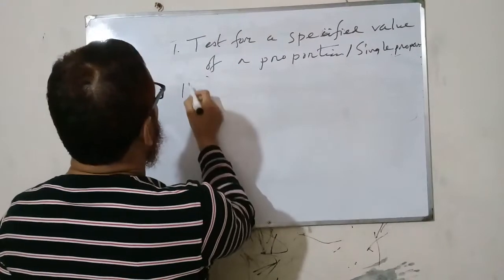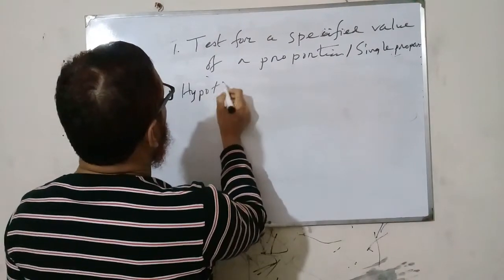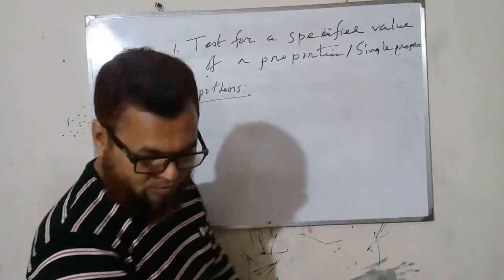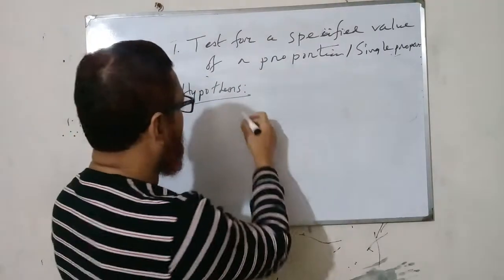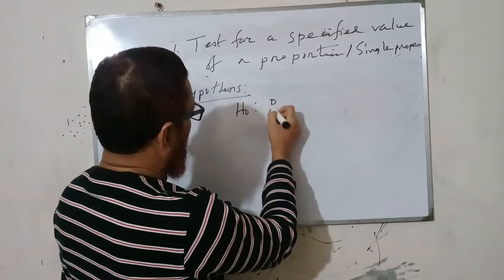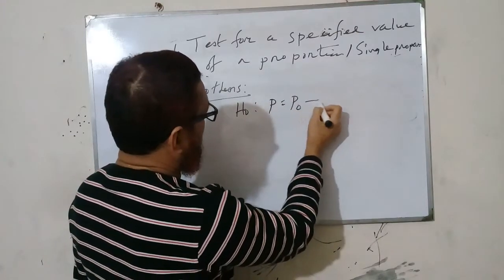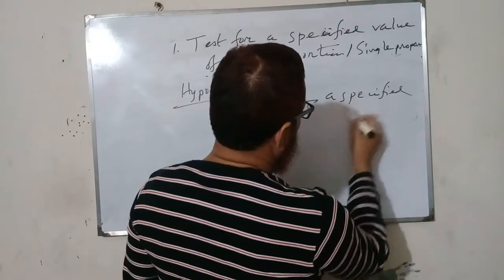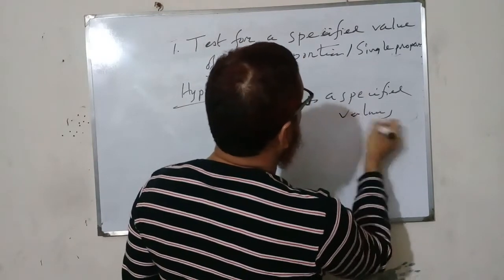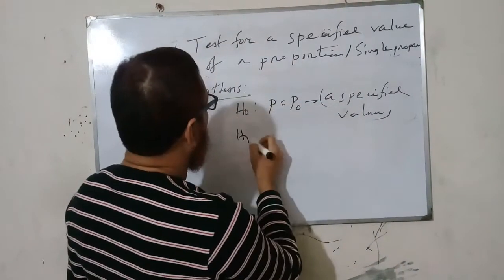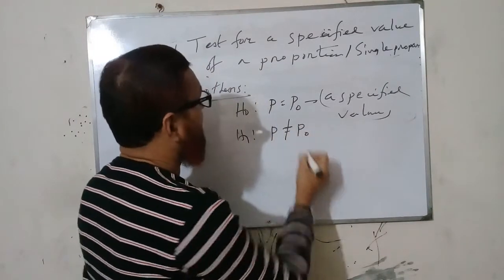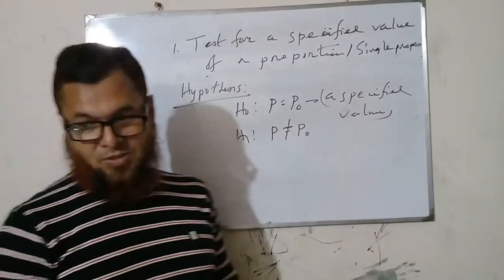Next, hypothesis. Our null hypothesis is P equal to P0, that is a specified value, alternative P not equal to P0. This is the hypothesis.